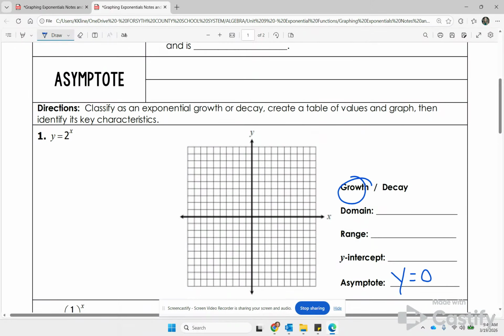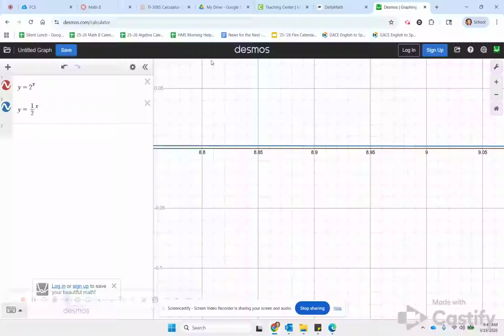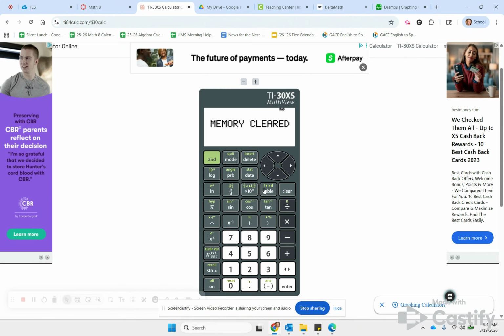There is no constant here, which means that our asymptote is going to be y equals 0. So I know that it's growth. I know my asymptote is going to be y equals 0. Then I get to make my table of values by using this and my calculator. So I'm going to go to my calculator. In my table, I'm going to type in the function, which is y equals 2 to the x power. I'm going to start at 0 and go by 1. I'm just going to click OK a bunch of times.